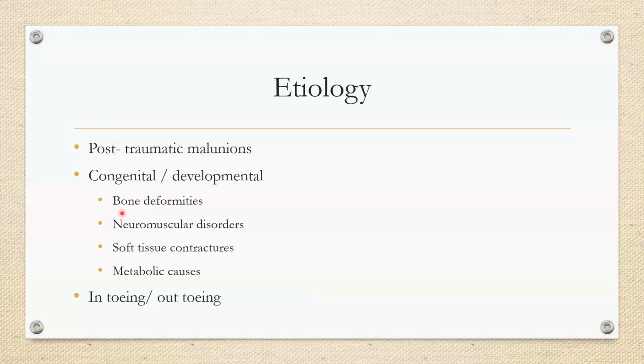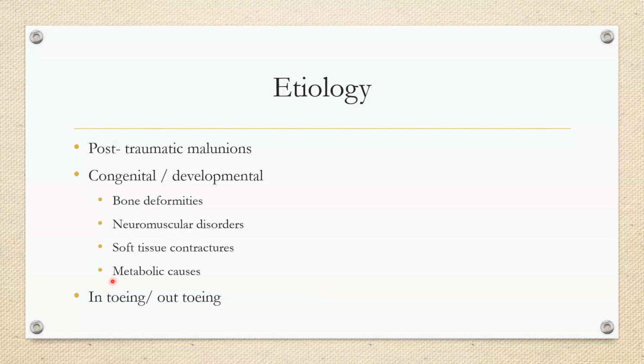Primarily a deformity within the bone, or also due to neuromuscular disorders which alter the morphology of the bone with growth, and also soft tissue contractures altering the bone, and other metabolic causes affecting bone growth. What are the causes that finally result in either in-toeing or out-toeing?